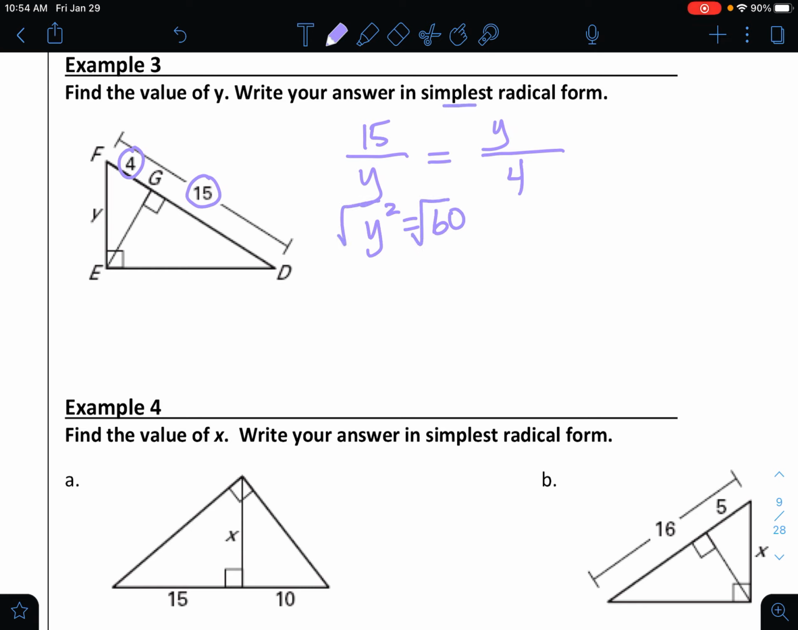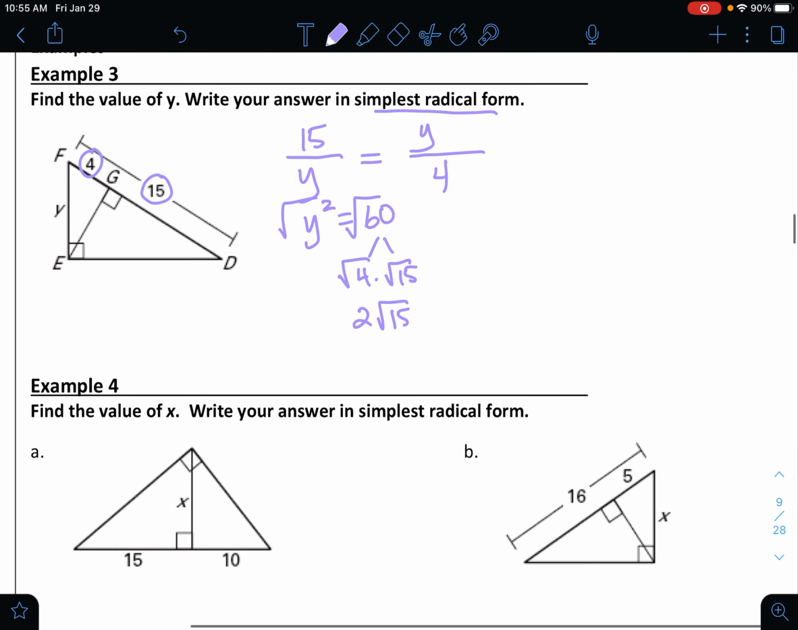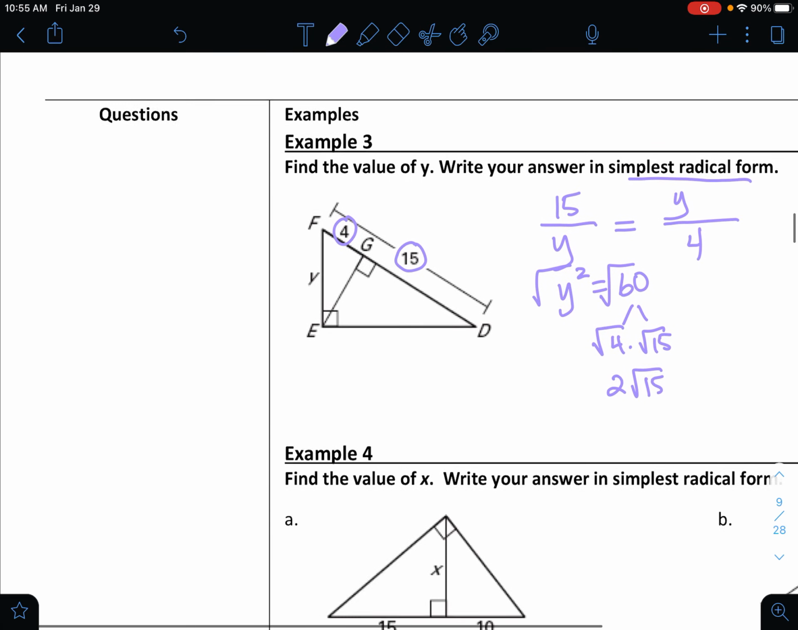Cross multiply, so I'm going to have y squared equals 60. Square root both sides. Remember, we're doing simplified radical form. So 60 divided by 4 is 15. So square root of 4, square root of 15, and then that becomes 2 square root of 15.